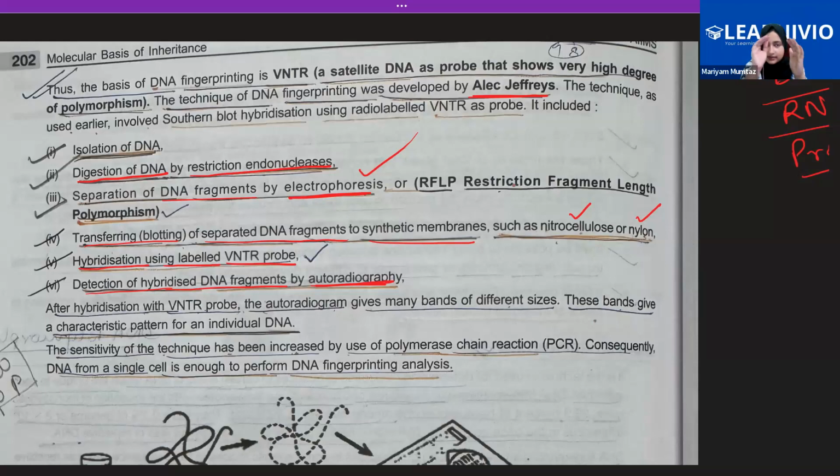So you can do this whole thing for two individuals and then match the bands. Meaning, the blood you have discovered from the crime scene and the person you are suspecting to be the criminal, you take that person's blood and you do the same procedure for both of them. You'll receive bands and you can analyze. Understood?